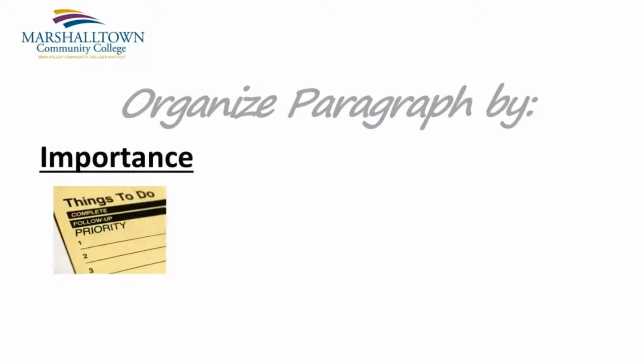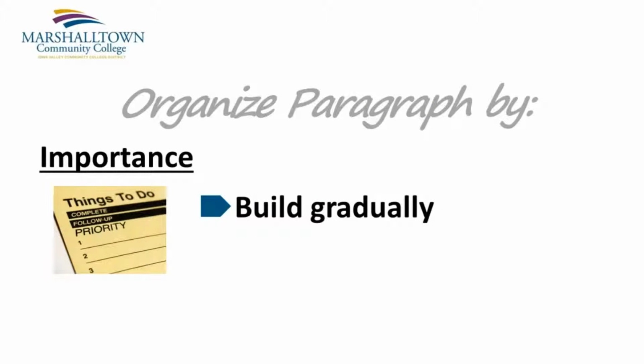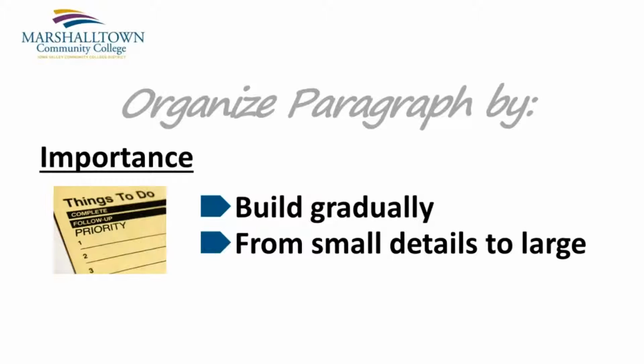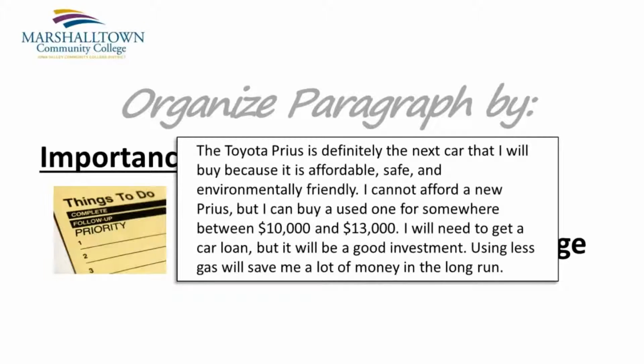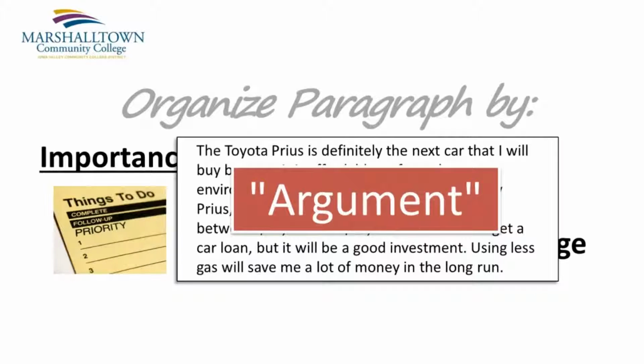When we organize by importance, we're talking about a paragraph that makes its point gradually, by starting with the smaller details first and then building up to the most important detail at the end. Organizing your paragraph by importance is the perfect choice when writing to persuade or convince a reader to see your point of view. In writing and composition terms, this is called an argument.